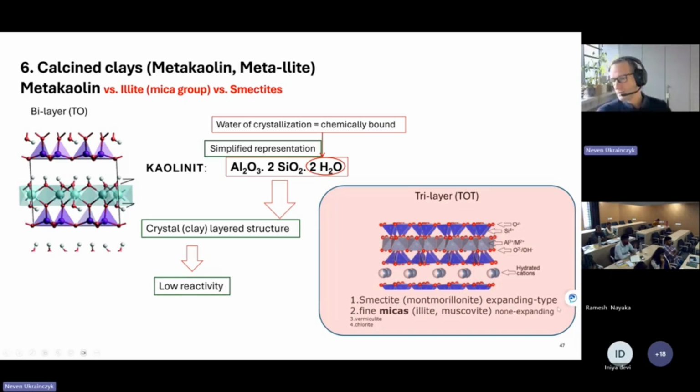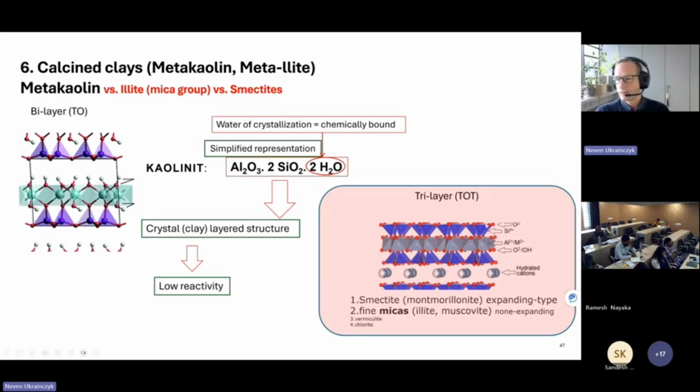Because they take water, they are expanding. Yeah, many reasons, mostly rheology, for the flowability. You don't want them. Micas are okay. Illite, muscovite, they are non-expanding, so they are okay, but they are less reactive. Mostly you want metakaolin, but most of the clays which are highly available are mixed clays. Pure metakaolin is very expensive and not so available, but most of the clays that are available are mixed clays, so you will have mica inside.